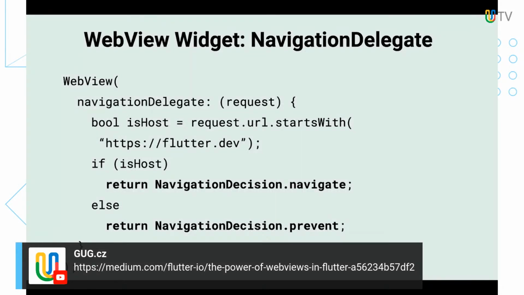In the navigation delegate, given a URL that is going to be loaded, you can decide what you want to do, which navigation you want to do. And this can have two values: prevent, to block the navigation action, or navigate, to allow it.